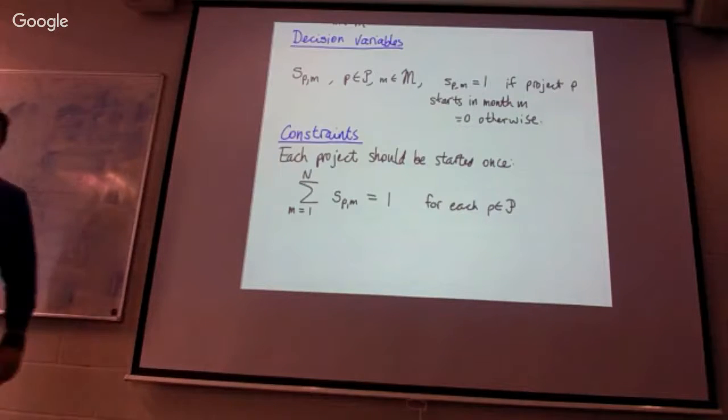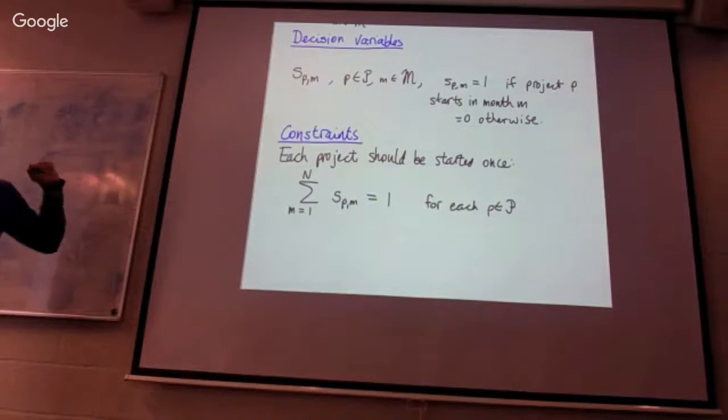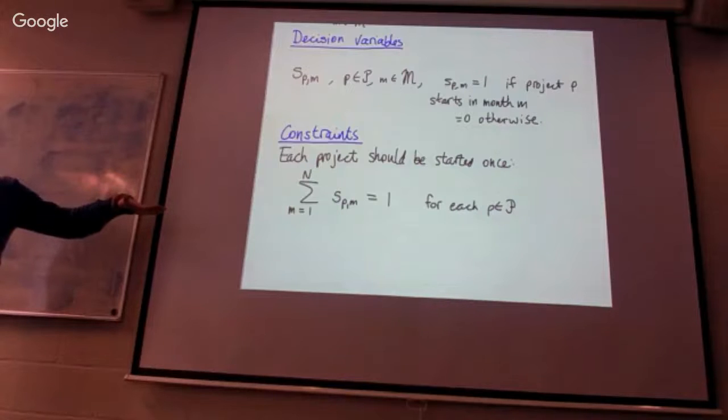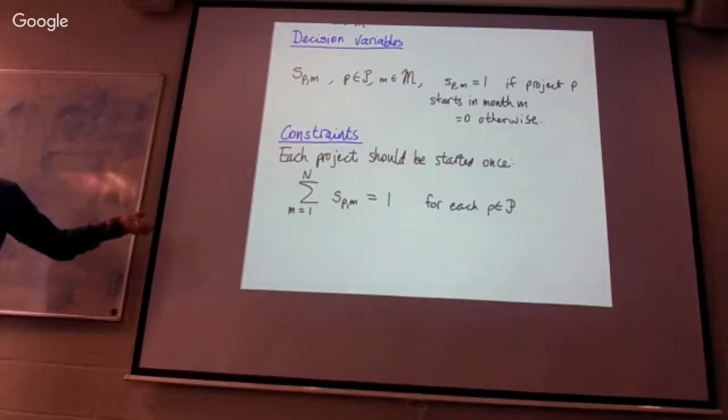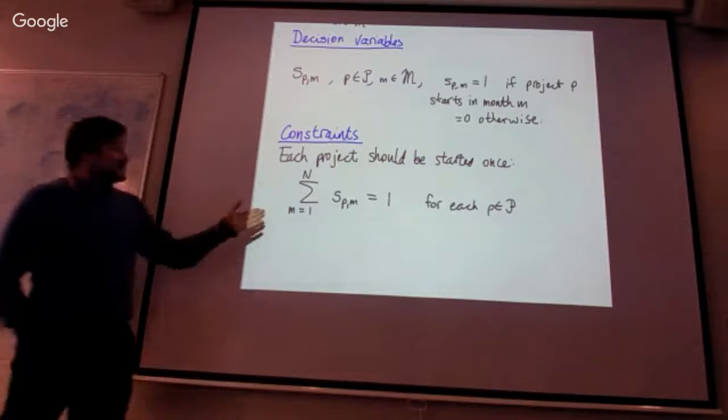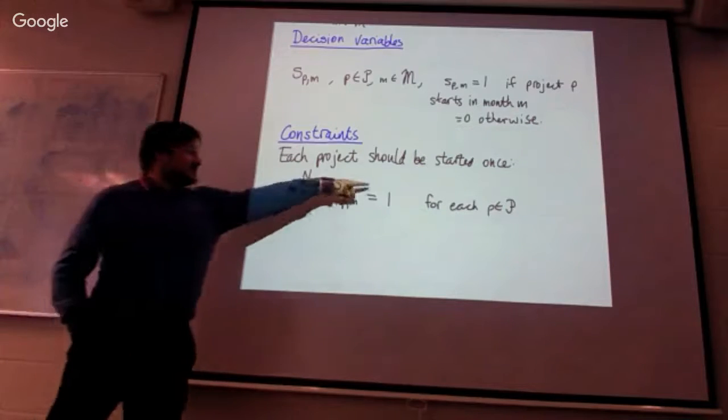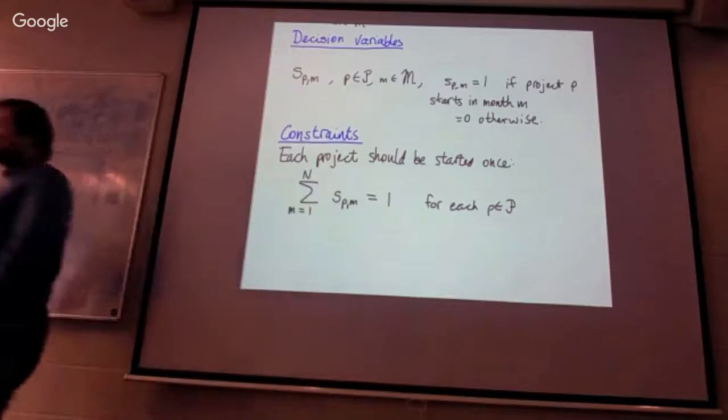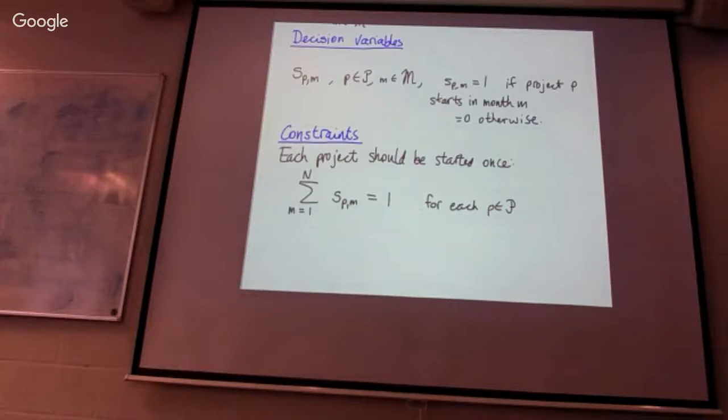Doesn't make any sense. You've got all these zeros and ones for all the projects, and you want them to sum to 1, which means that exactly one of them will be 1, and the others will have to be 0. And that's what you want. And if you were picking which projects to do, then you just put less than or equal to 1. It would mean that you don't have to start it sometimes.